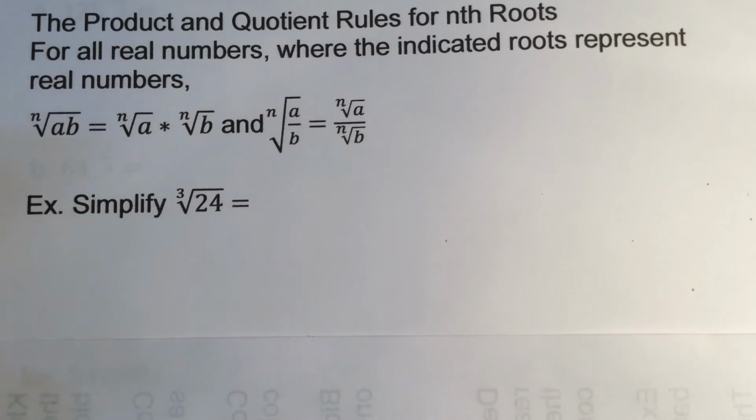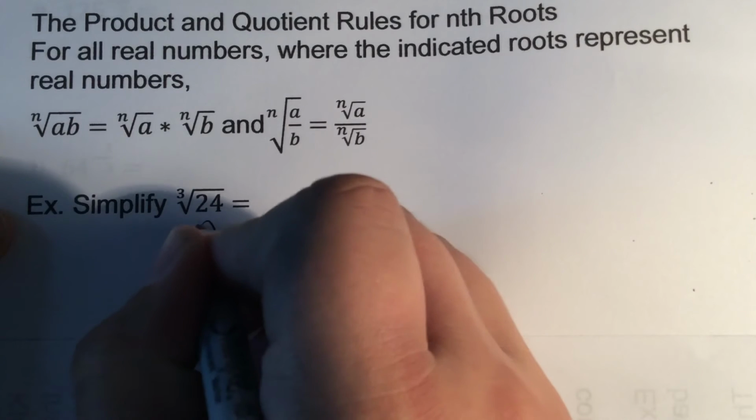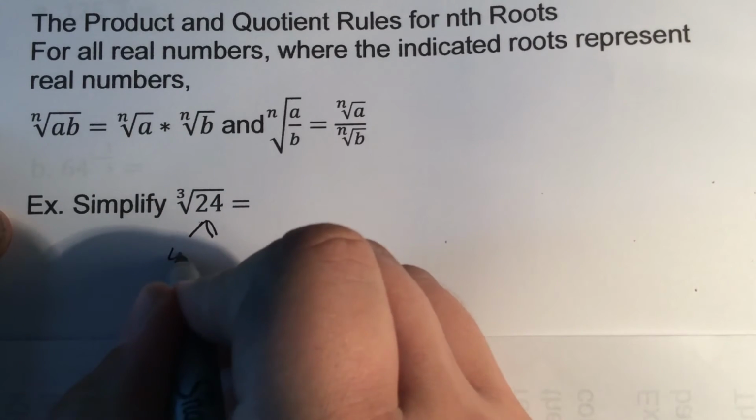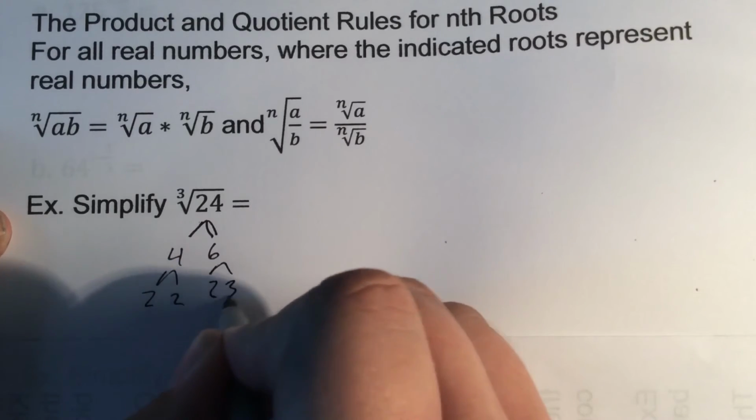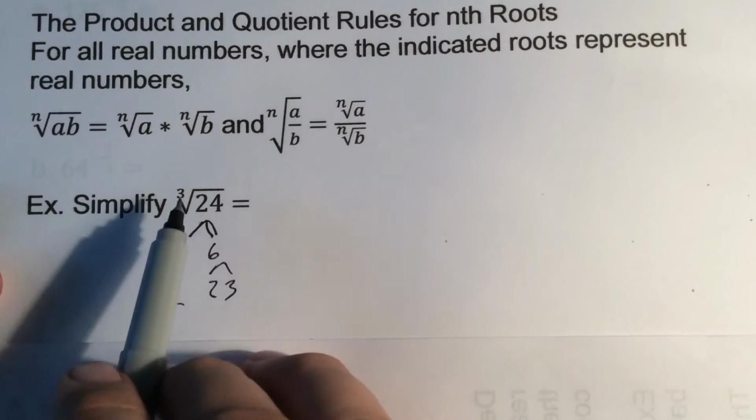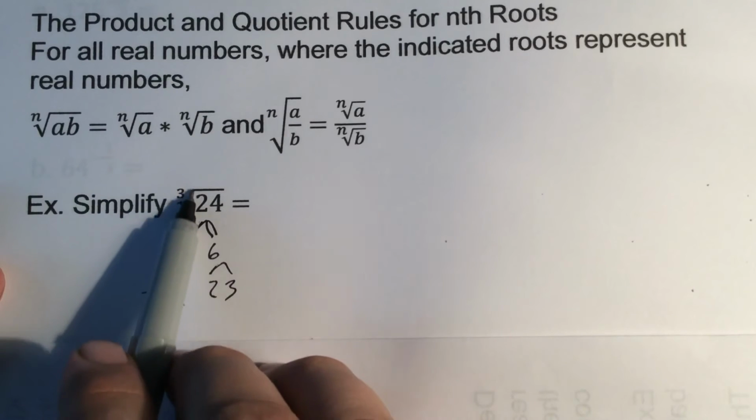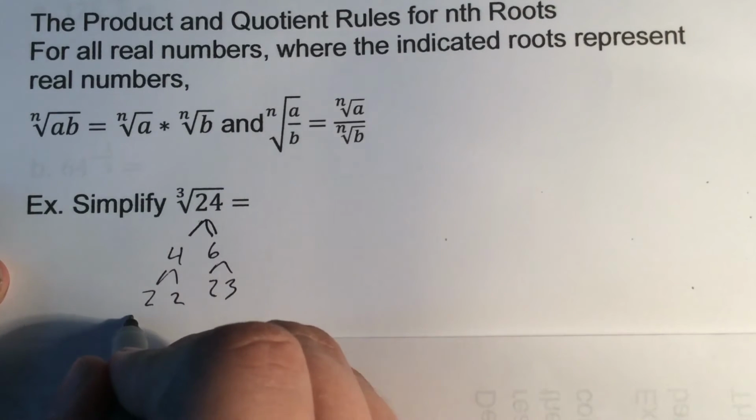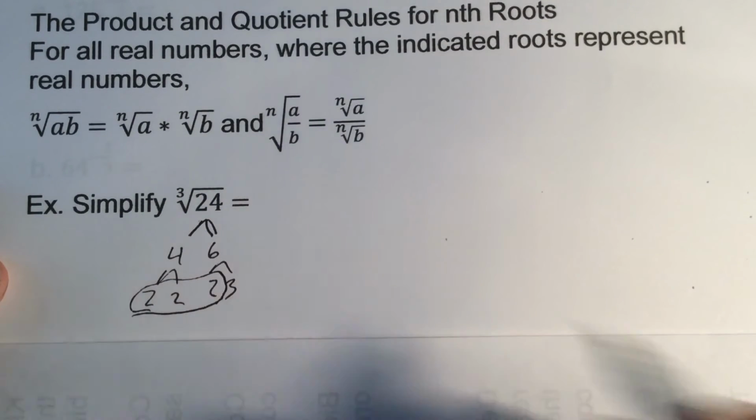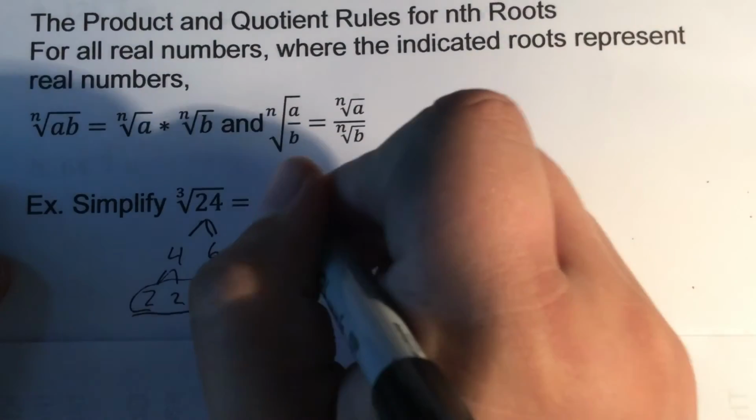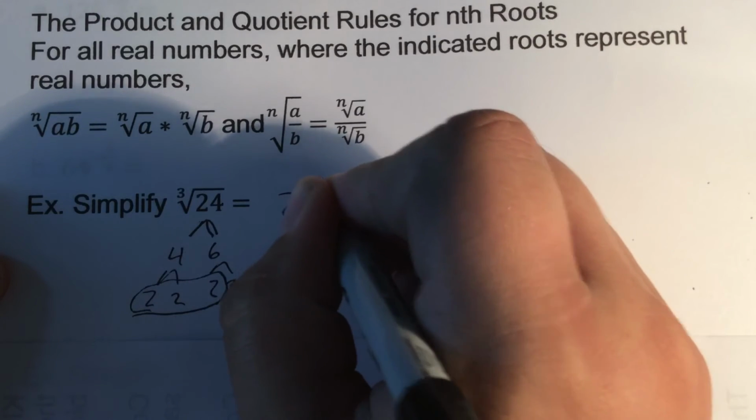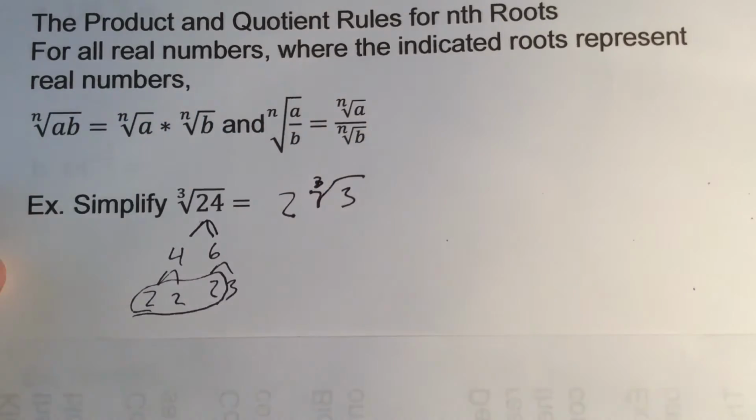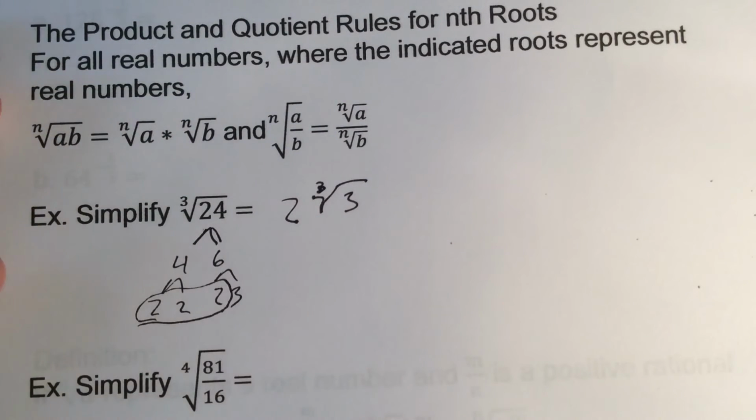So, cubic root of 24. This is where you're going to want a factor tree. So we can break this up to 4 and 6, which goes to 2 and 2, 2 and 3. In this case, this is telling you how many have to group together in order to pull one out. Well, we have 3 exabuddies here with the 2. So we could pull a 2 out front, the 3 would have to stay, and so it would stay under the cubic root. So 2 cubic roots of 3 is how we could simplify that.